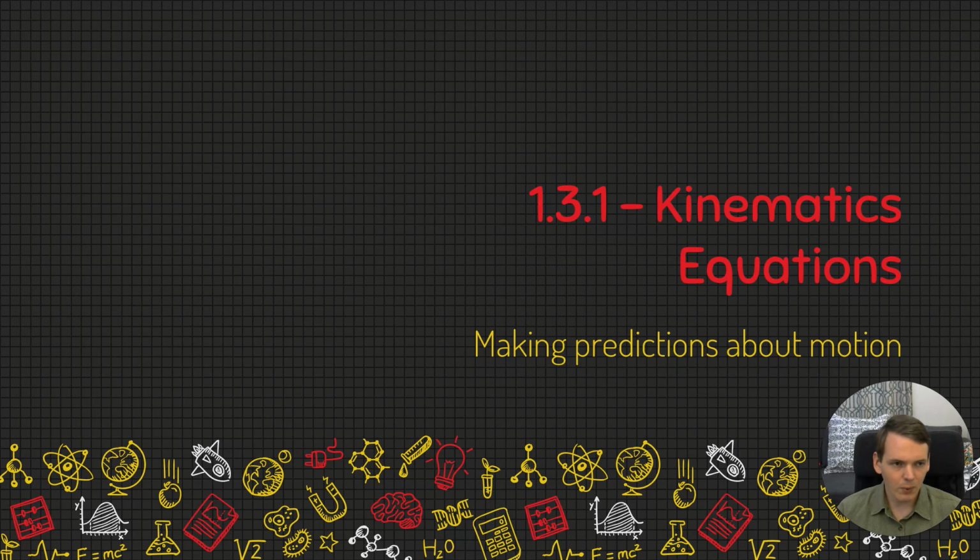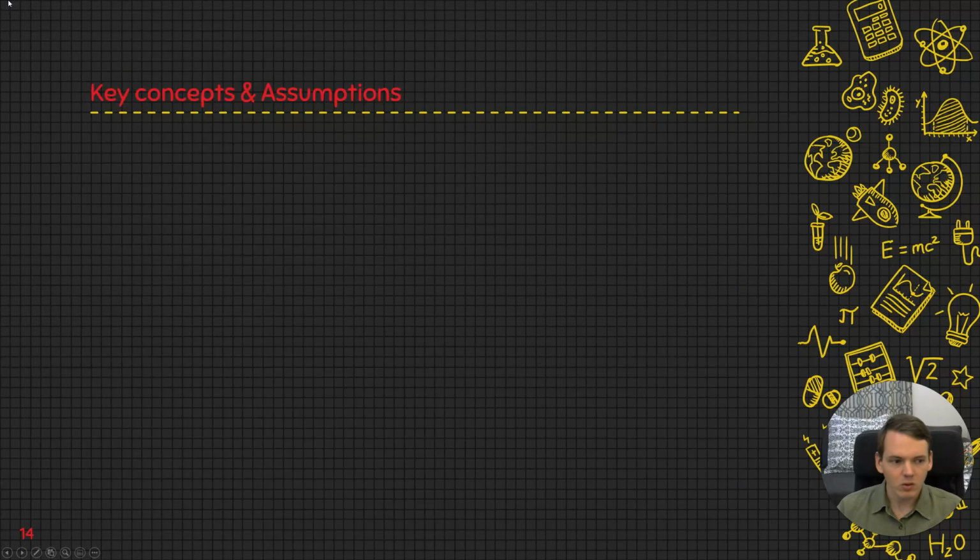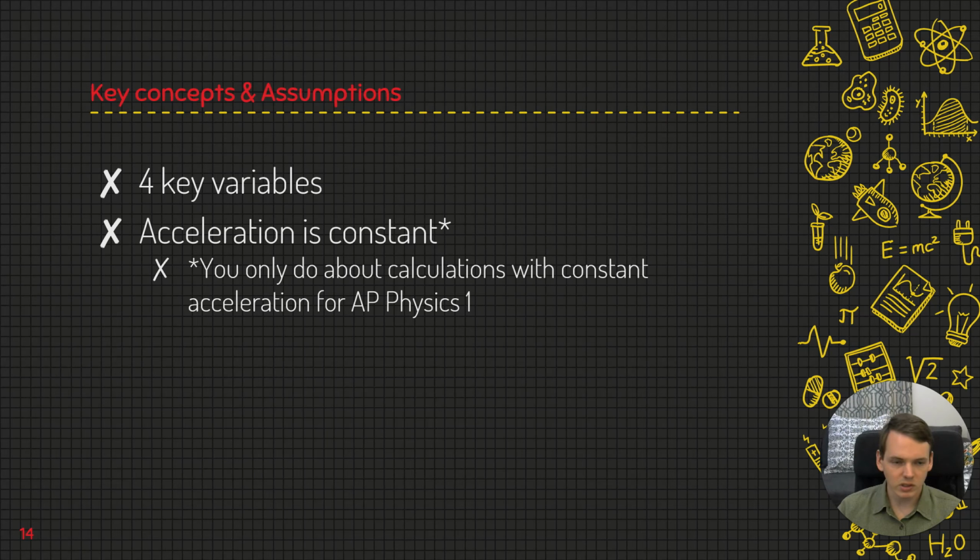So we've talked about position, velocity, and acceleration, and now we want to talk about actually bringing them all together and doing kind of the math that describes motion. So some key concepts and assumptions before we get started. First, there's 4 key variables, and second, the acceleration is constant.